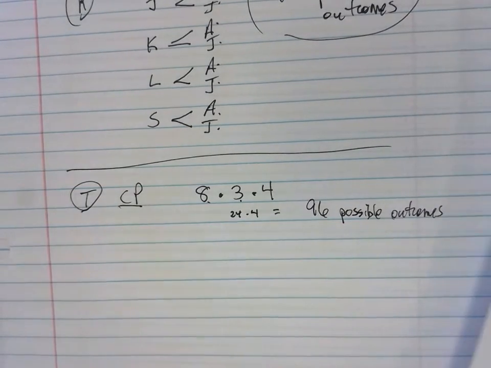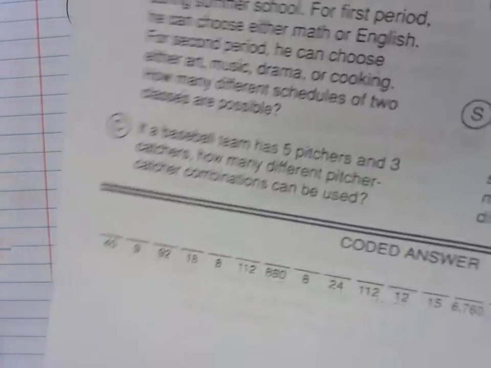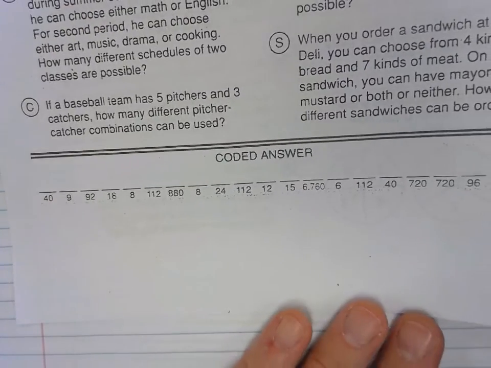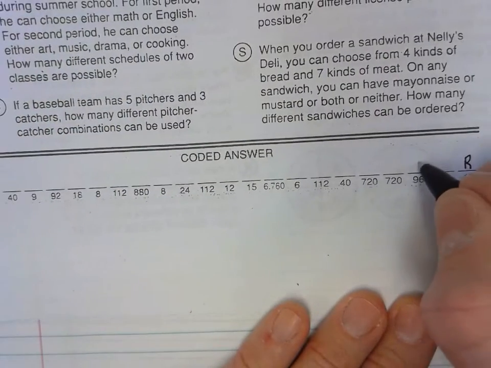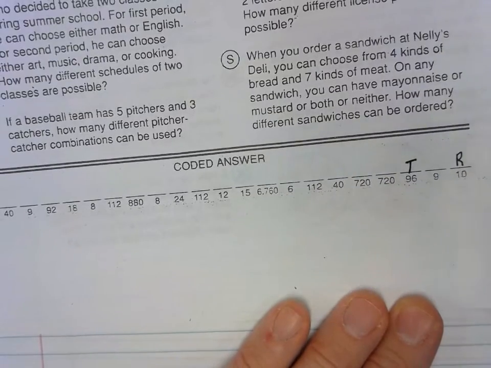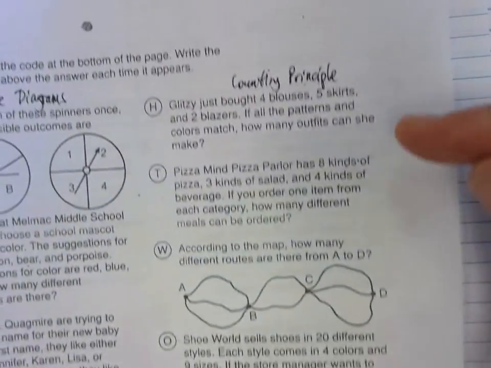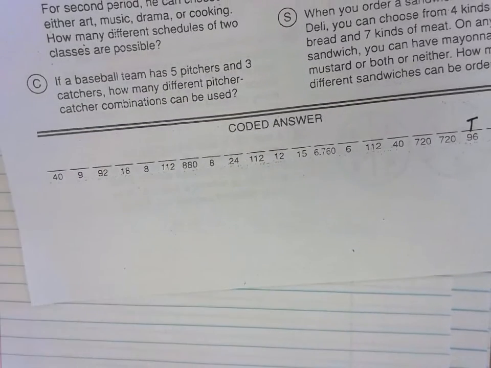All right, and then if you go down here, let's see if there's a 96. This one was letter T. So right there is 96. We'd put our letter T right there for that one. Okay, so don't forget, over here on the left-hand side we're doing tree diagrams, and over here we've got the counting principle on the right-hand side. Make sure you send me a picture of your stuff. I definitely want to see your tree diagrams for sure.